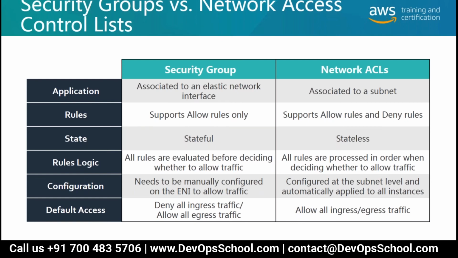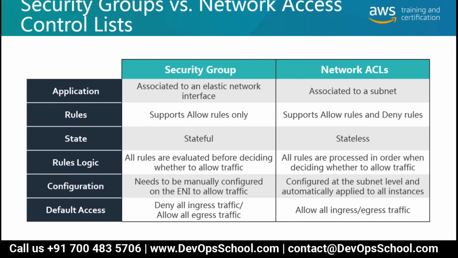Security groups are stateful and NACLs are stateless. What are the rules logic? In security groups, all rules are evaluated before deciding whether to allow traffic, whereas in NACLs, all rules are processed in order to decide whether to allow traffic or not. So a security group sort of prevents everything; it evaluates before it allows the traffic.